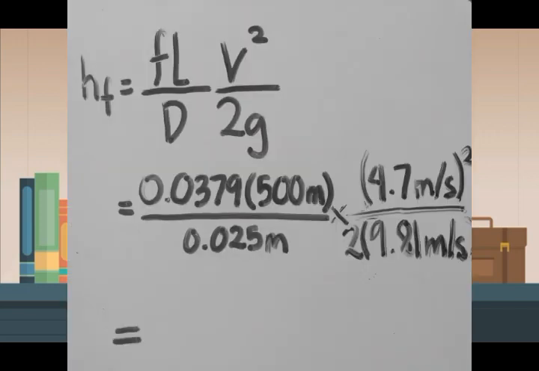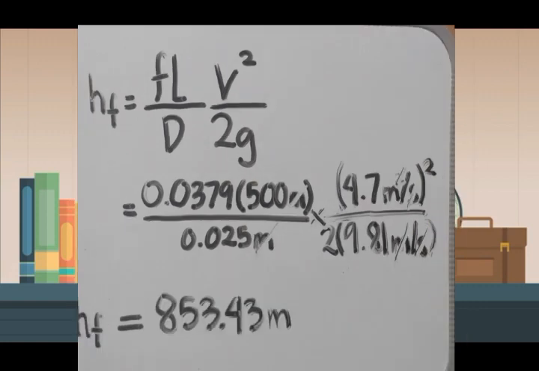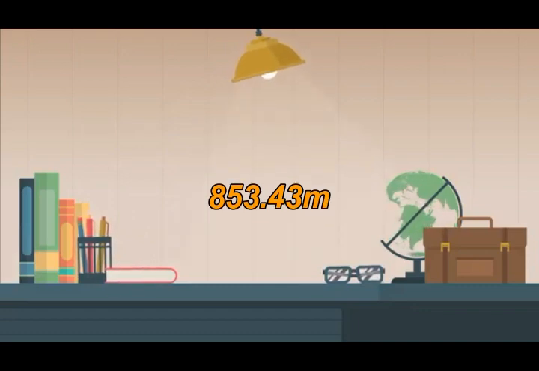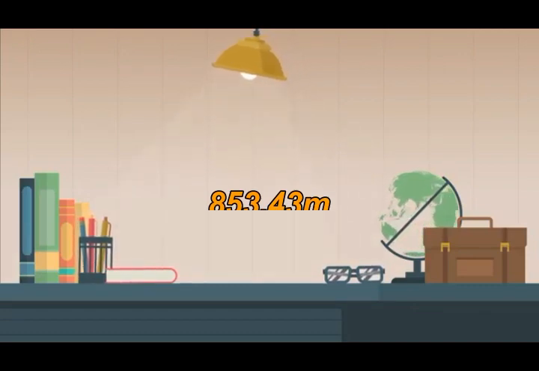And while we are solving, we need to remember to cancel units to ensure we have the right unit for our final answer. And as we solve, that should give us an answer of 853.43 meters. So therefore, the head loss required to maintain a velocity of 4.7 meter per second is 853.43 meters.